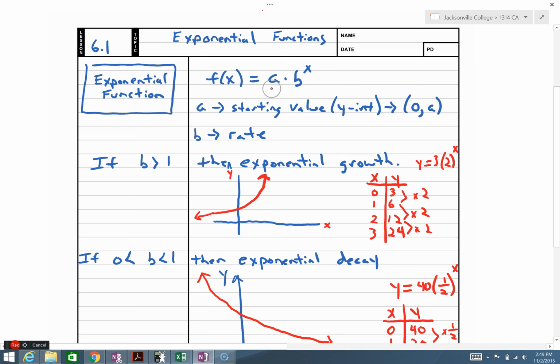This value a is the starting value. It is what 0 will pair with. Let's look at a couple of examples from our XYZ homework.